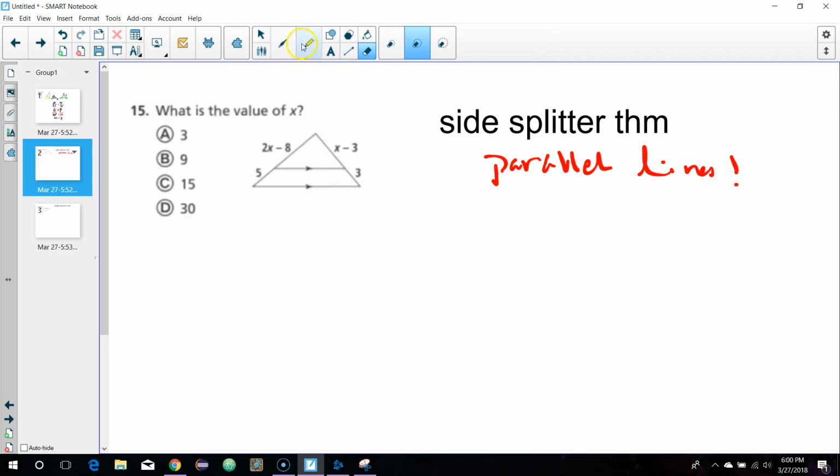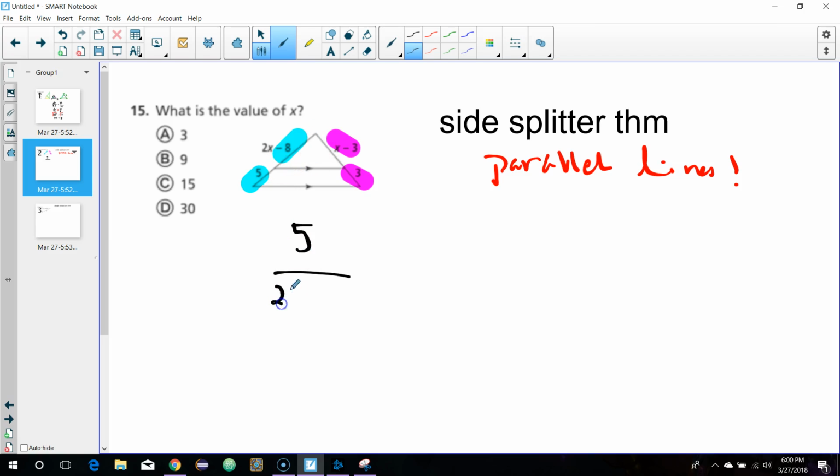So if you have that scenario, the proportion is compared like this. The sides are going together. So what I mean by that is 5 over 2x minus 8. So this proportion is just formed by one side of your triangle. Wherever they cut it, just follow the direction. 5 over 2x minus 8 is equal to 3, right? 5 and 3, they are at the same location, so 3 over x minus 3.